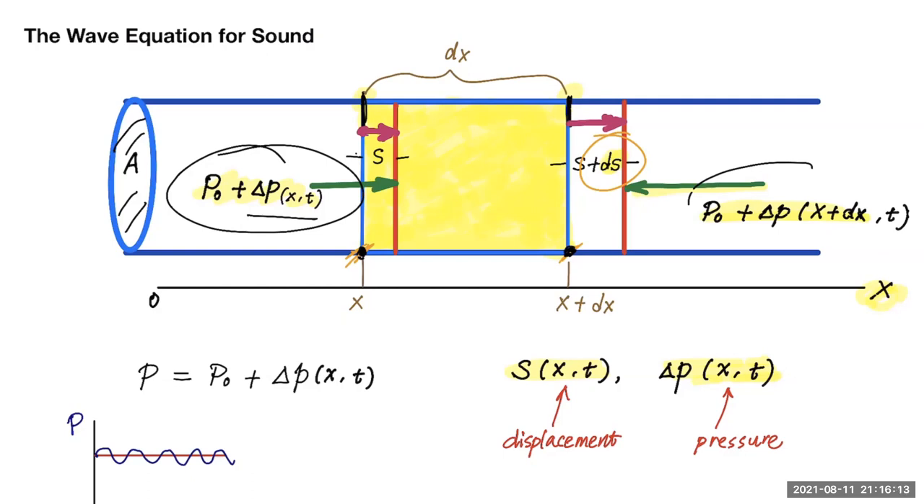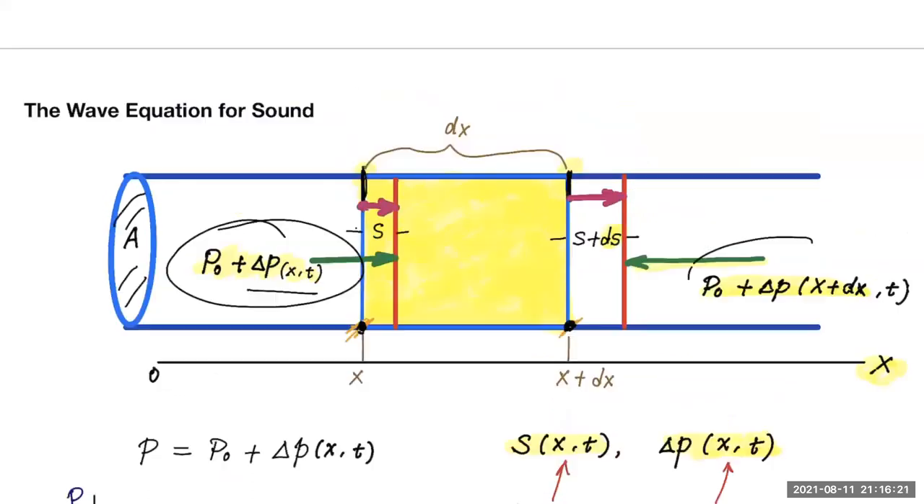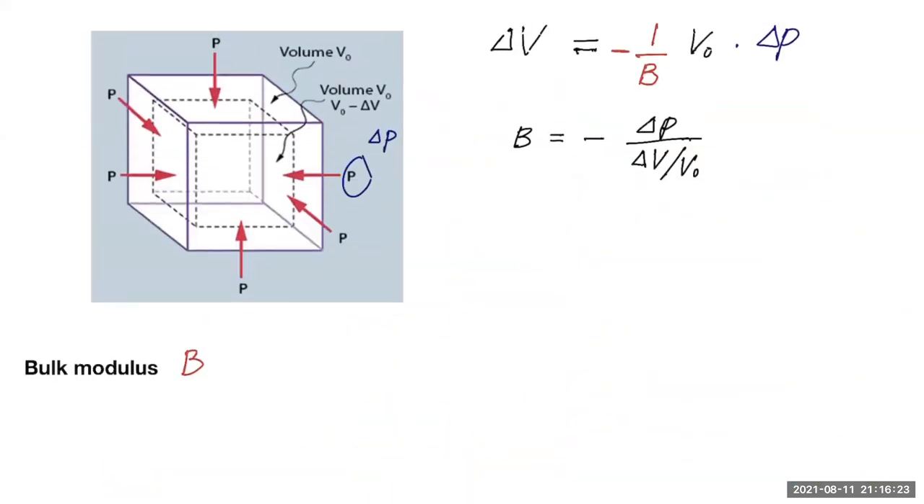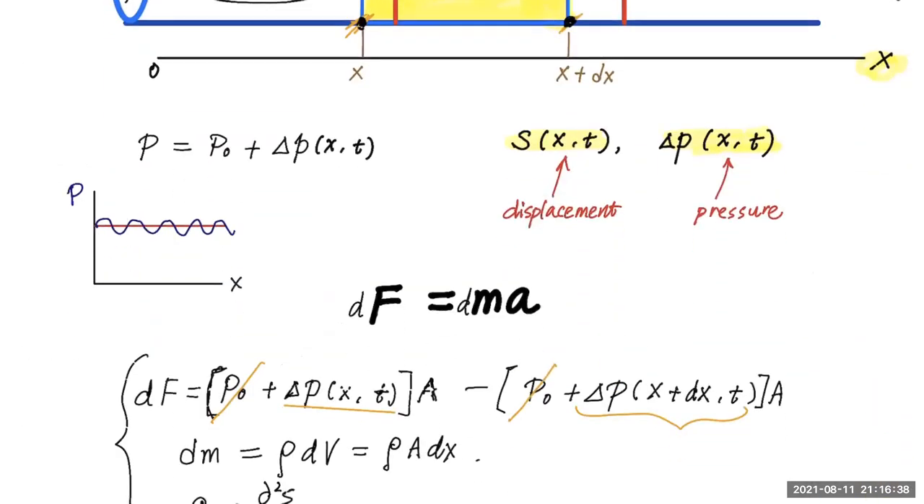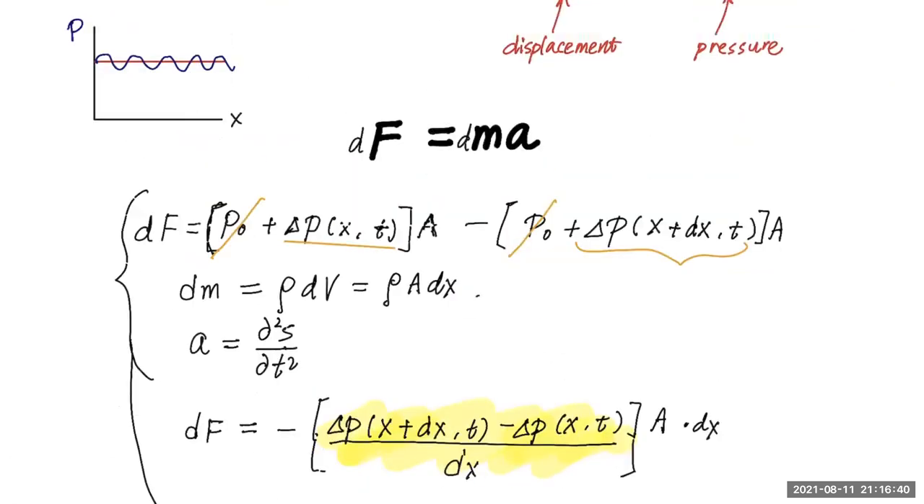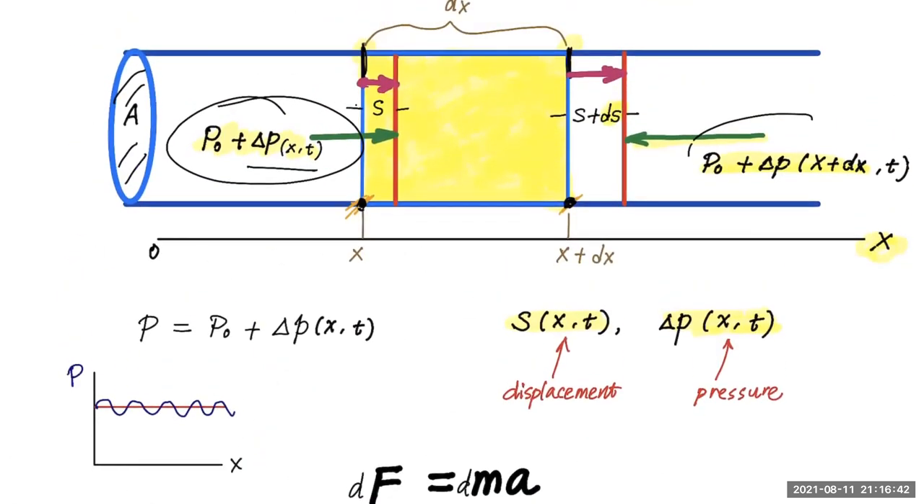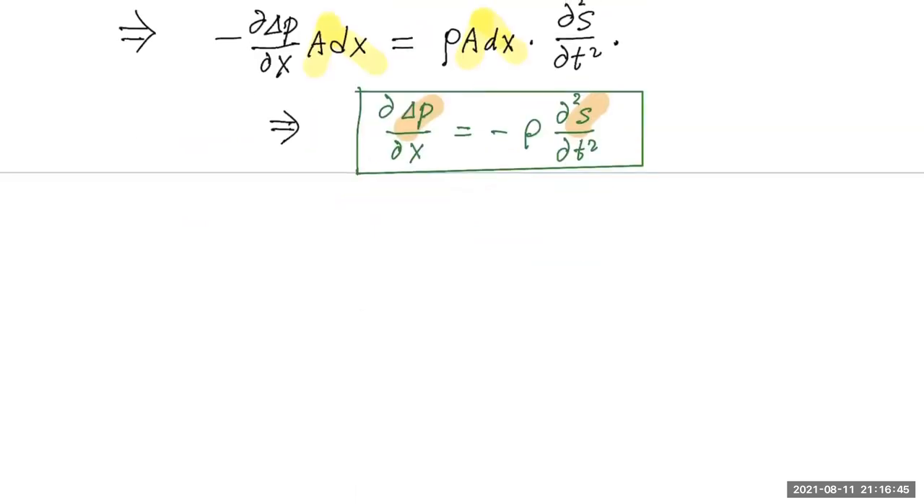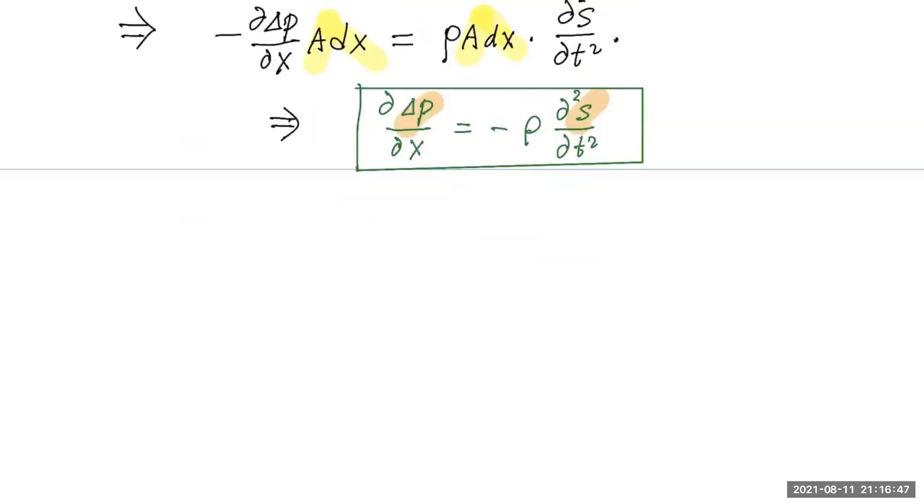So this change in volume produces an extra pressure, and that is given. The relationship is given in the bulk modulus. Okay, the bulk modulus equation. So therefore, at this point, I'm going to apply the bulk modulus equation to relate delta P and S. I'm going to apply the bulk modulus definition to this column of air, this column highlighted in yellow.